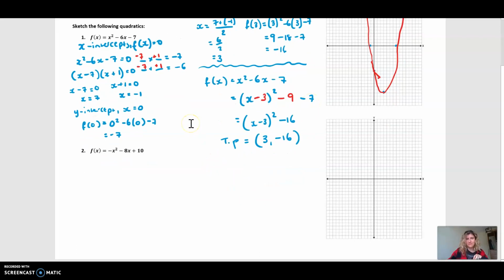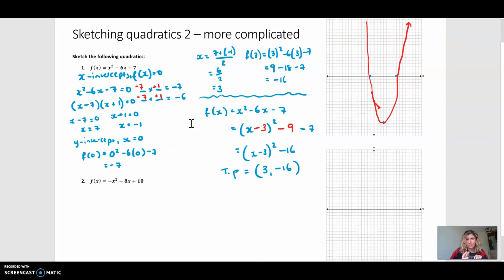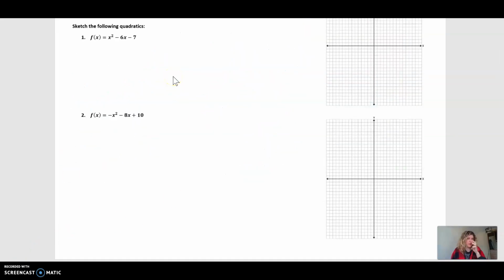Last one. Okay. What I'm going to do, I'm just going to pause this, rub it out, so we've got a little bit more room to do the last one. So just give me a sec. Okay, so last one.